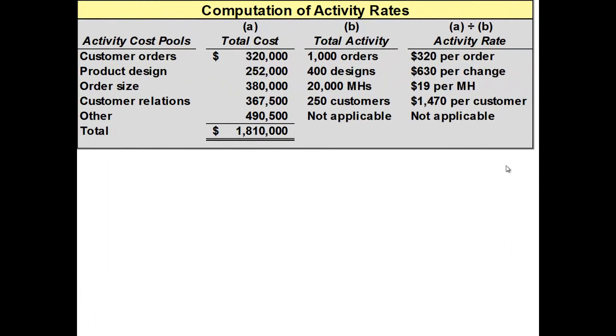We then need to calculate our activity rates. So if you look at customer orders, we can see the total cost was $320,000. There were 1,000 orders, therefore the activity rate is $320 per order. Where did this $320,000 come from?